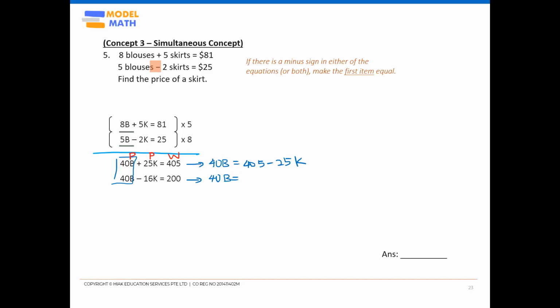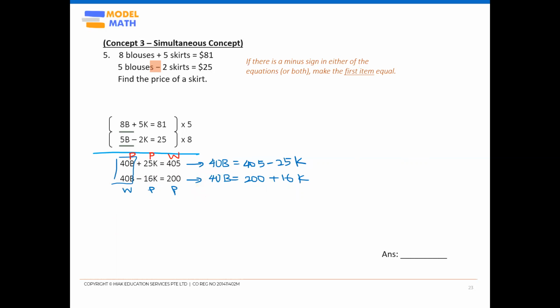Now the next one, the 40b in the second equation, same thing, part and whole. So this is whole minus part equals part. I hope you remember this. Whole minus part equals part. So 40b is now the whole on the left side, right? I need to add up the two parts. So 200 plus 16k. Part plus part gives you back the whole.